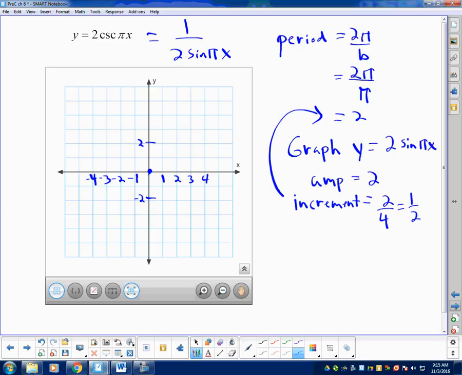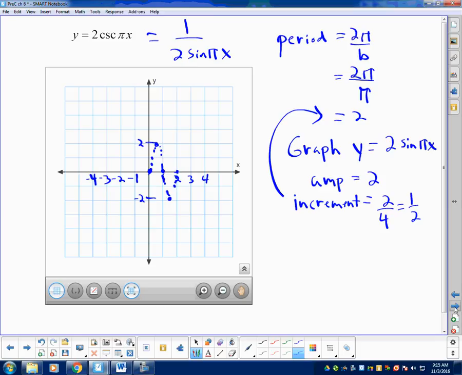Maybe I should have gone by halves along there, huh? Would have probably been better. Did you guys already label it? Probably did. That's okay. At half, I'm going to be at the top here. And then at 1, I'm going to be on the axis. At 1.5, I'm down low. And at 2, I'm on the axis. So let's just draw a little dash curve there.